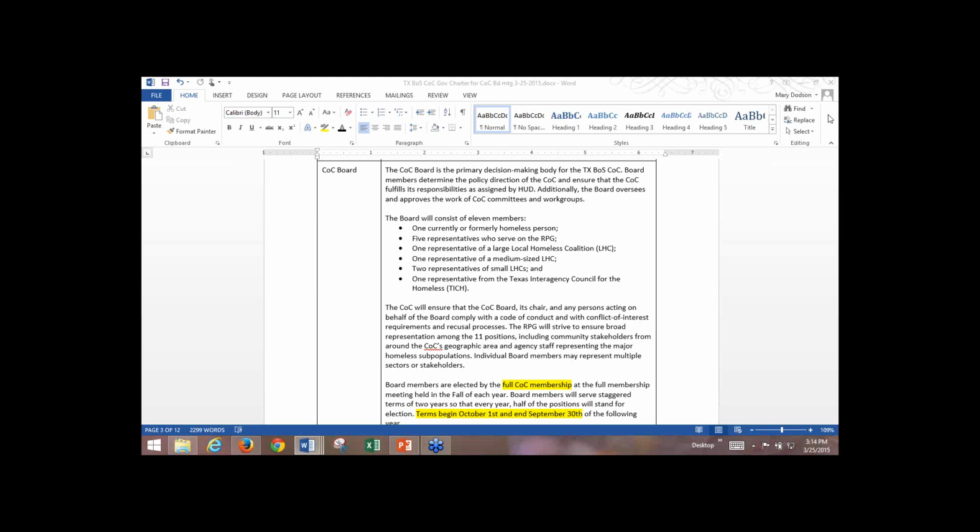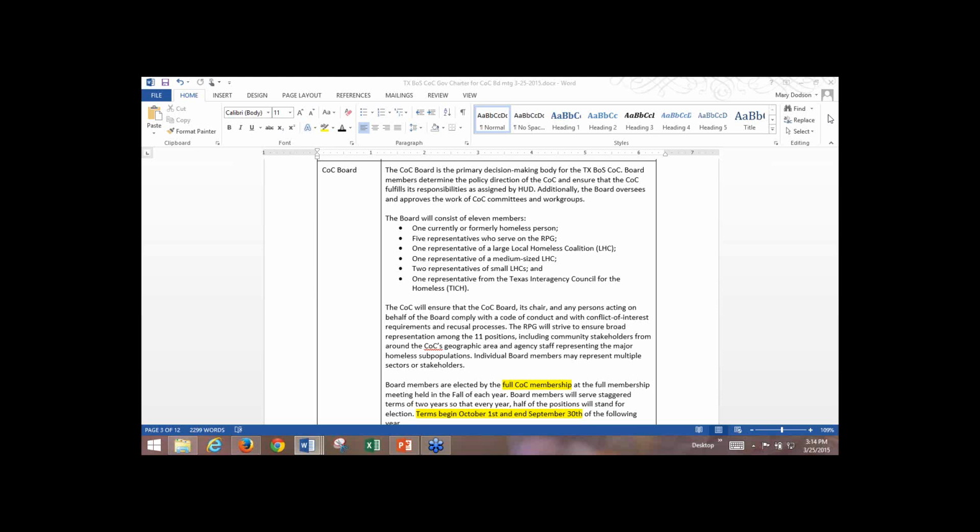In general, we would hope that the local coalitions, really any member of the COC that's interested in nominating someone for the COC board, could do so within the process that the current COC board approves for election, or actually that may be the whole general membership approves for the election of board members. We would incorporate ways that any member of the COC could nominate someone to be on the ballot for election as a COC board member.